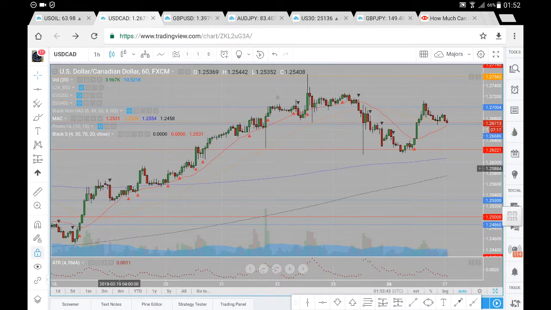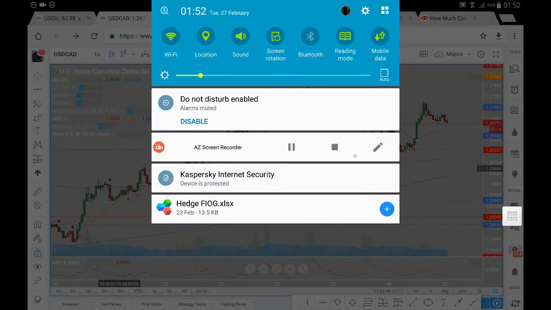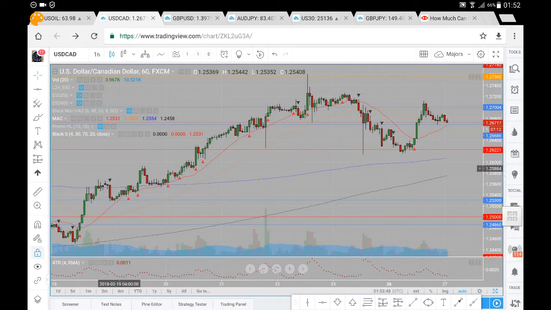So this US dollar CAD analysis for Tuesday the 27th of February. Now let's just have a look at what happened to prices and where prices may likely go.